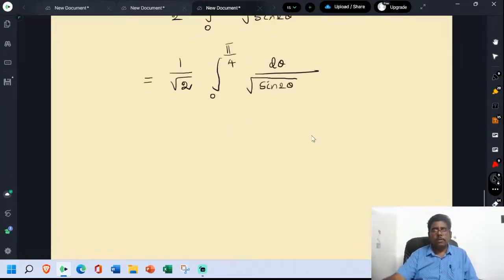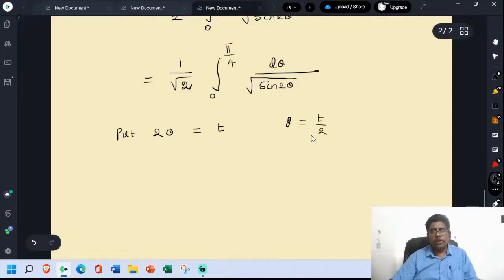Now we have to put 2 theta equal to t. Therefore, theta equal to t by 2. Then d theta equal to dt by 2. Now you have to substitute all these values in the above integral.